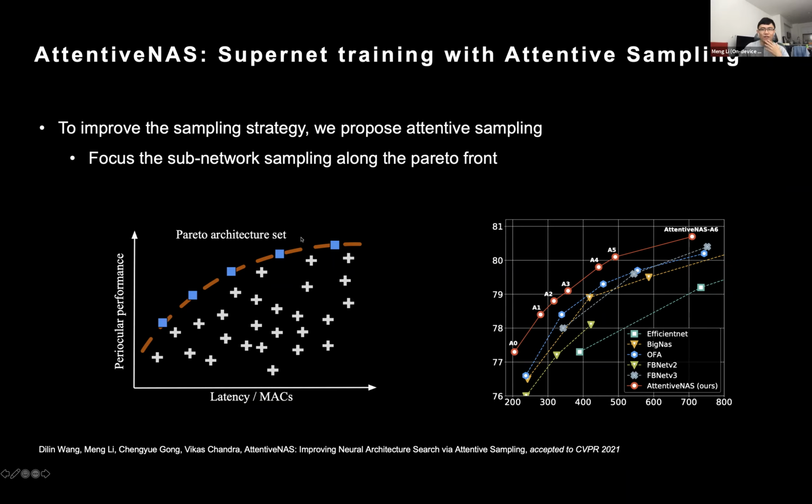While this idea itself seems to be straightforward, one key question is, how do you identify the networks that are along the Pareto front very efficiently during the training? And we propose different methods to help approximate the Pareto front with different costs. And as shown in the right figure, with attentive sampling, we can beat all the state-of-the-art models. And this paper is published in CVPR 2021.